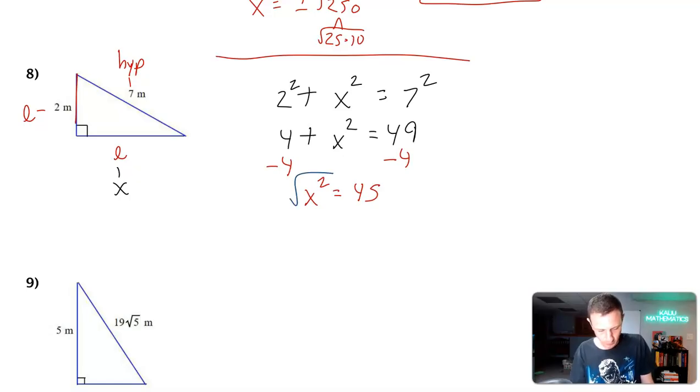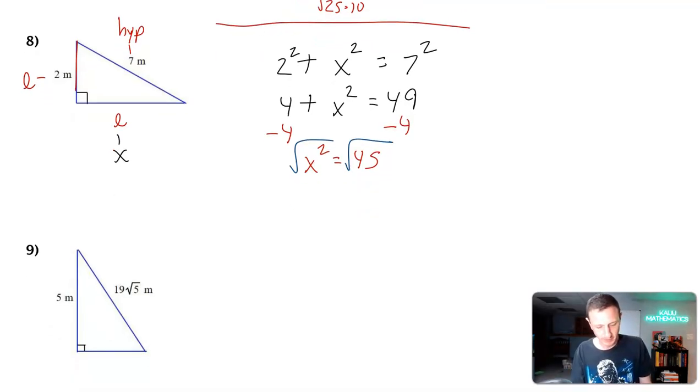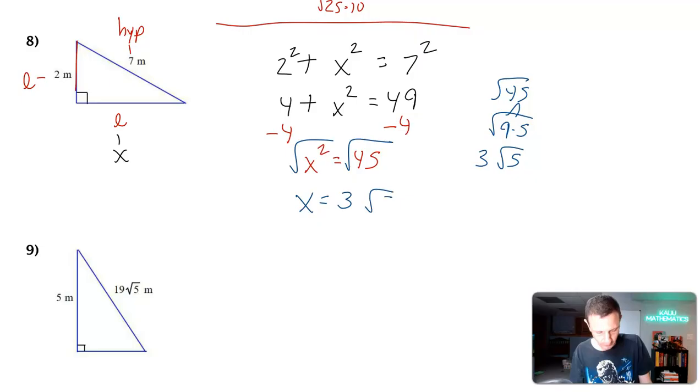Subtract 4. X squared equals 49 minus 4 is 45. Solve for x, take the square root. And again, when you take the square root, plus minus, but we don't have to count the minus because we're talking about triangles and everything. So the square root of 45, let's break that down. That is 9 times 5. Square root of 9 is 3, so we get 3 square root of 5. So x equals 3 square root of 5.